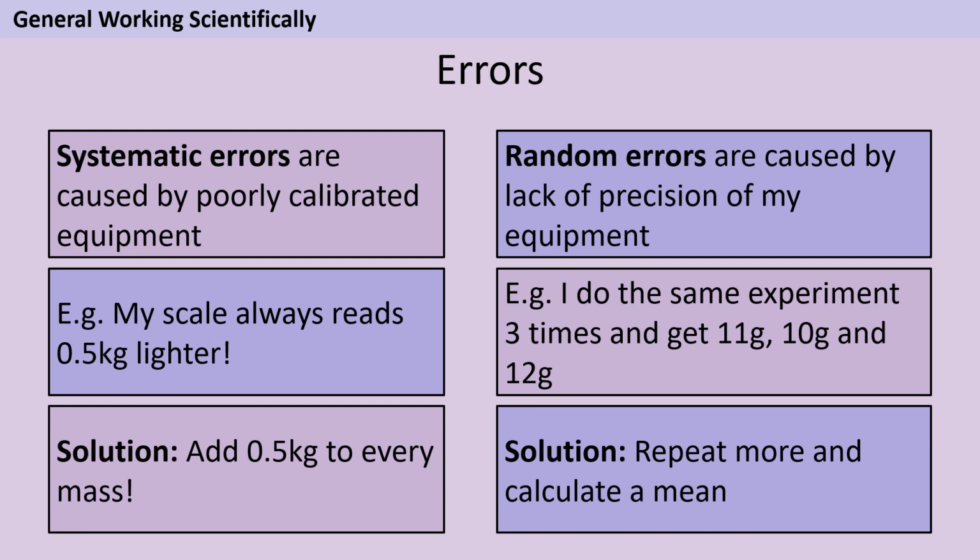When we think about errors, systematic errors are caused by equipment that isn't properly calibrated. So say, for instance, your scales always read half a kilogram light, and therefore every time that you write down a measurement, you'd need to add half a kilogram to it. Whereas random error is caused by a lack of precision, or just the fact that a value is kind of changing over time. So something like the temperature in the room isn't actually constant. And so the way that you get around that is that you repeat the measurements multiple times and you use those repeats to calculate a mean.